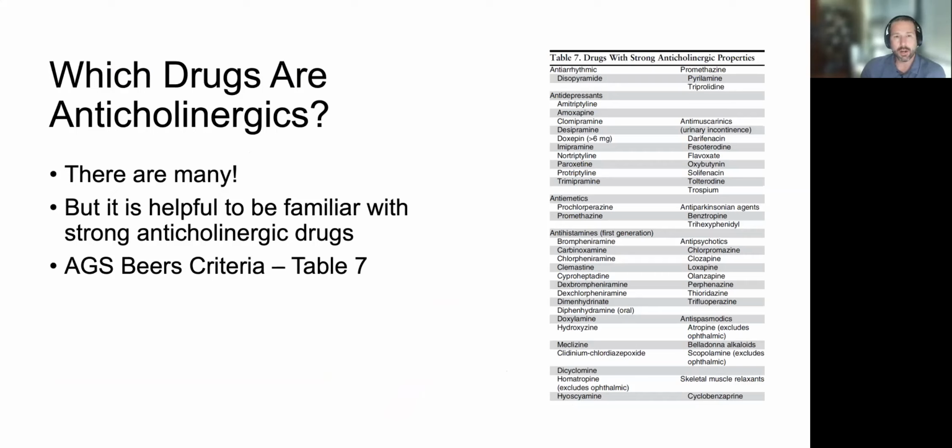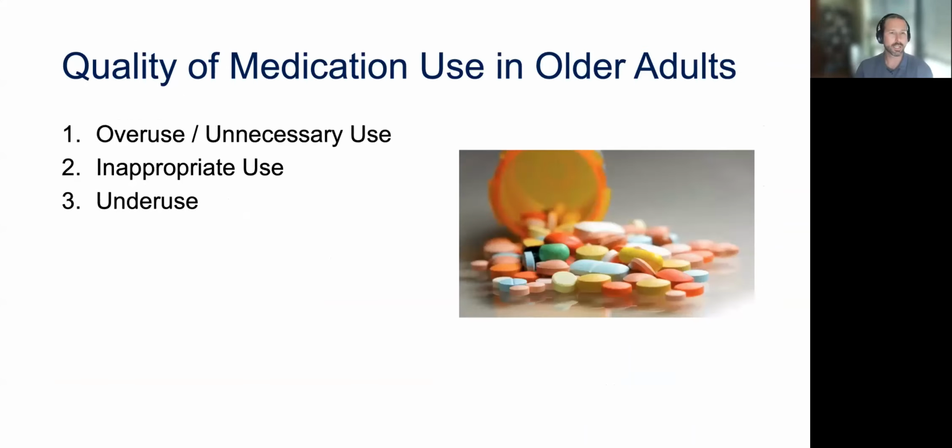Well, there are many. And so I think it's most important clinically to be aware of those that are strong anticholinergic drugs. And thankfully, the Beers criteria created this table here that's listed on the slide, Table 7, of those drugs that have strong anticholinergic properties. There are several other anticholinergic measurement scales, but I think this is probably good enough for clinical practice, just to have close by and to keep in mind some of these drugs. And like I mentioned, our patient today is on a couple of these drugs. So that was the second category.